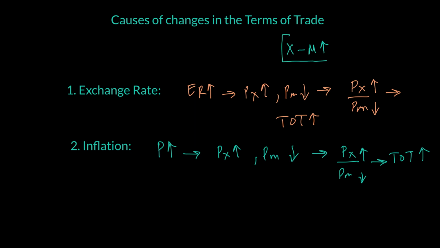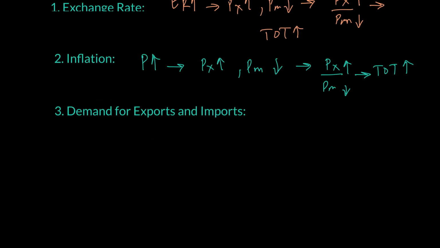So while we are looking at our inflation as a factor that can improve your terms of trade, it can also harm your overall situation of the economy. One positive factor that can make the terms of trade actually go up is what we call the demand for exports or imports. Let's say demand for exports go up. So let's call it dx for demand for exports.